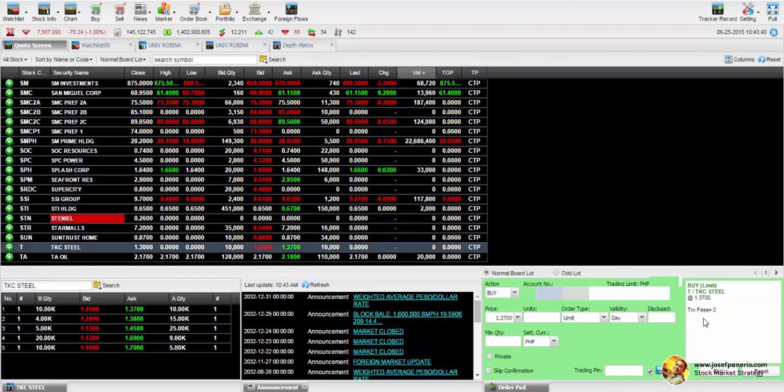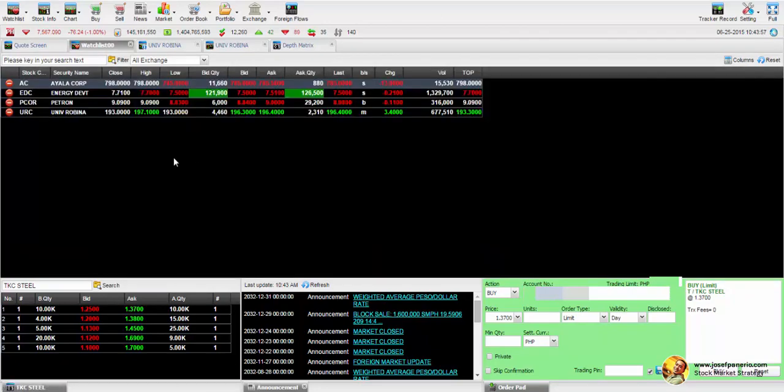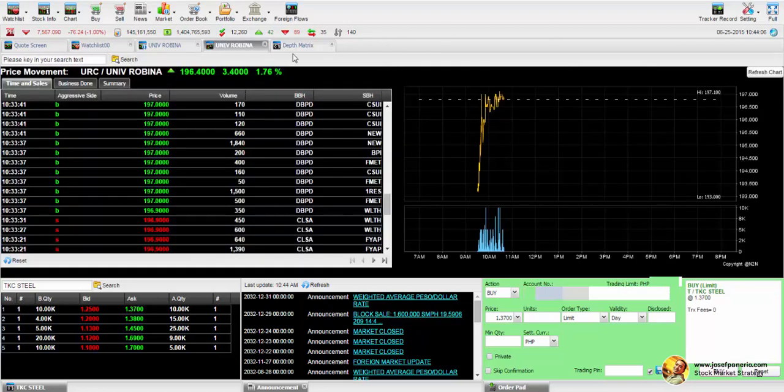There, it already updated. And if you want to go to the watch list that you have, just go in here, then you will be directed to your desired watch list or the window that you previously opened. Go for URC. This is what we previously opened a while ago, and it will update here. There you go. And together with the depth metrics, even if you are here, you just click it, then it will be updated.